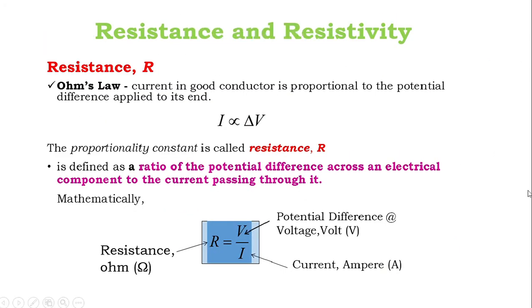Okay, so next, we look at resistance and resistivity. What is the difference between resistance and resistivity? The symbol for resistance is capital R. Based on Ohm's law, which everyone knows, current in a good conductor is proportional to the potential difference applied to its ends. It means current is directly proportional to V, the potential difference. The proportionality constant is called resistance, R.